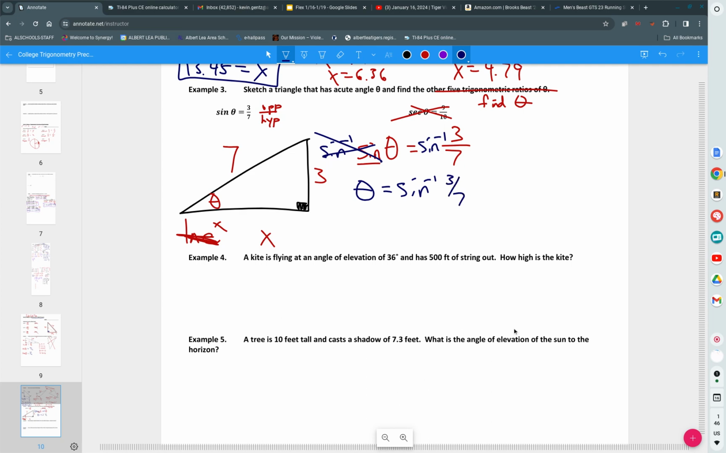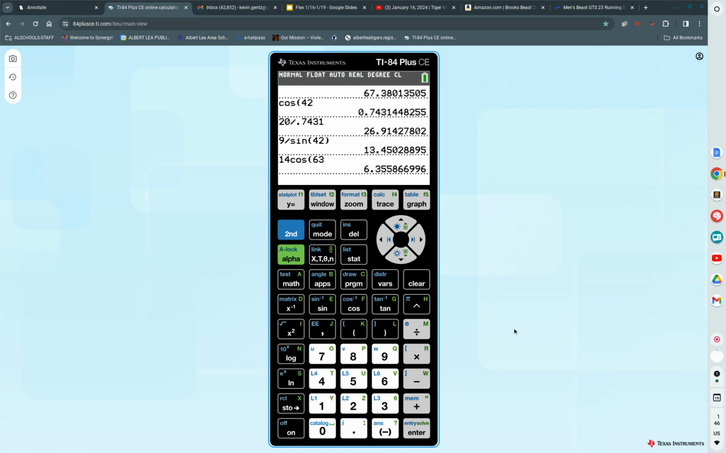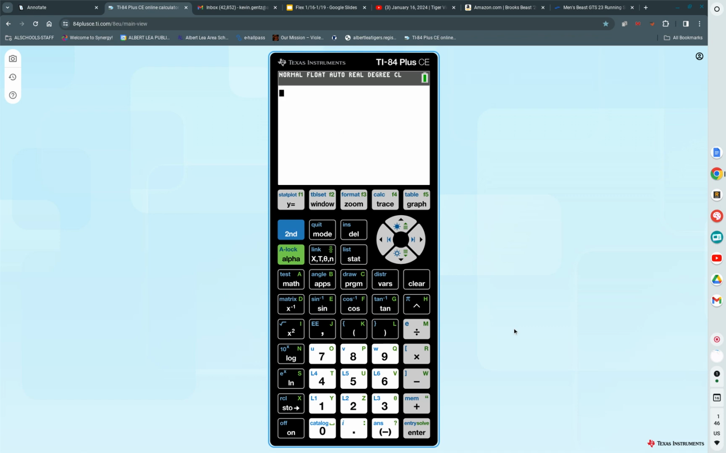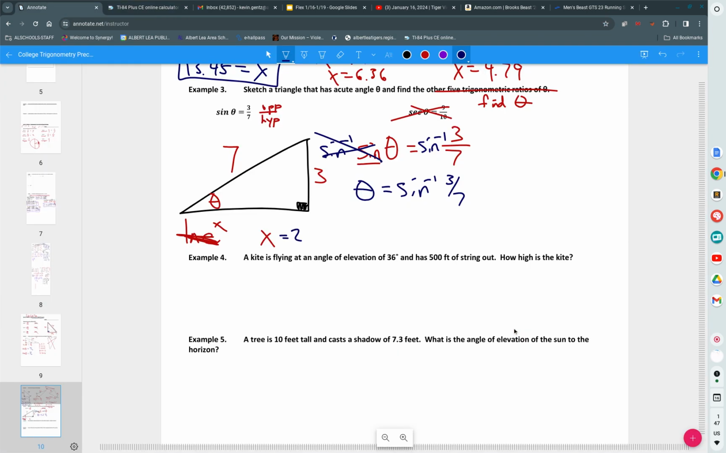So your calculator has this special button. It's pretty cool. Notice how you have sine, cosine, and tangent. This is sine inverse. That's not 1/sine. This is what you use to find an angle. So anytime you're finding an angle, press sine inverse or cosine inverse or tangent inverse, and then you type in your ratio, 3 divided by 7, and you get 25.38. And that's our angle.